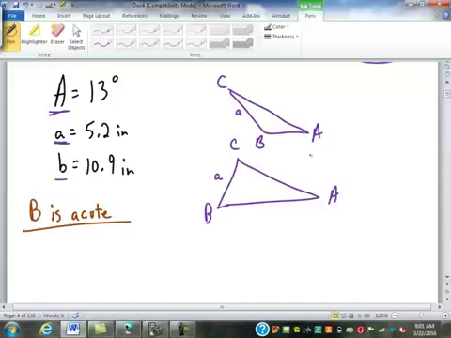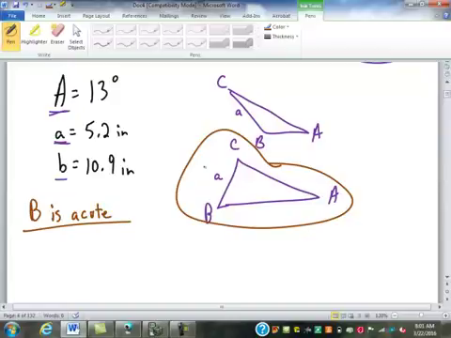If I tell you that B is an acute angle, now I know that it must be that possibility, right? Does that make sense? Whenever you have that situation, angle B could either be acute or obtuse, so we have to know which. So then, let's go ahead and solve.